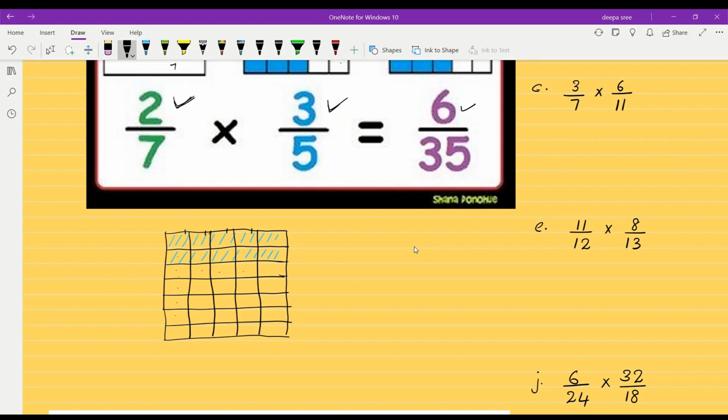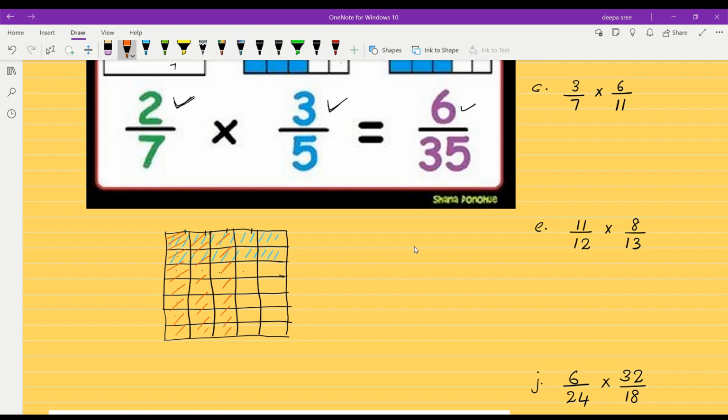In those 5 parts, how many are shaded? 3 parts are shaded. So those 3 parts I will shade using some other color. I am shading the 3 parts with red color. Vertically we have to shade the 3 parts. This is the first part, this one is the second part, and this is the third part. So that fraction represents 3 by 5. First I have given the figure 2 by 7, and the second I have given 3 by 5, on the same figure.